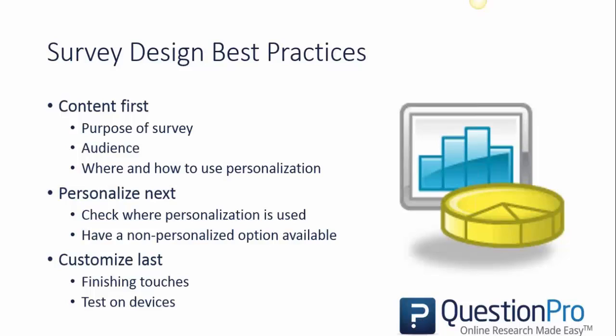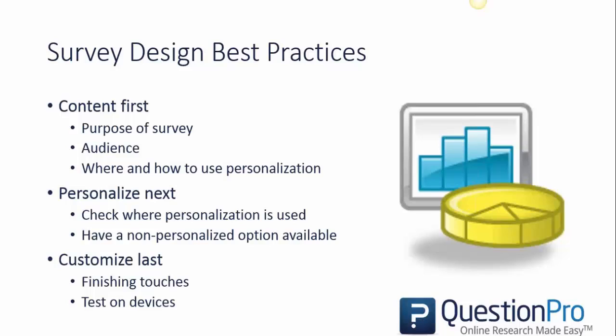So content first. Make sure you have your purpose of your survey. Make sure you know who your audience is going to be, how you're going to get the survey to your audience, and make sure that you have an idea of where and how you are going to use personalization. Right, great. So we want to make sure that we can crawl before we walk. Absolutely. You want to make sure the basic functionality is working before you totally go out and show the world what you've got.